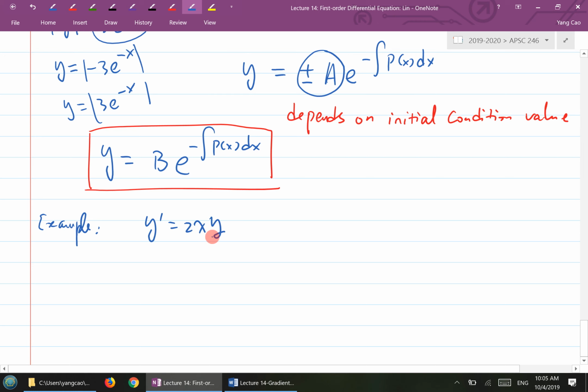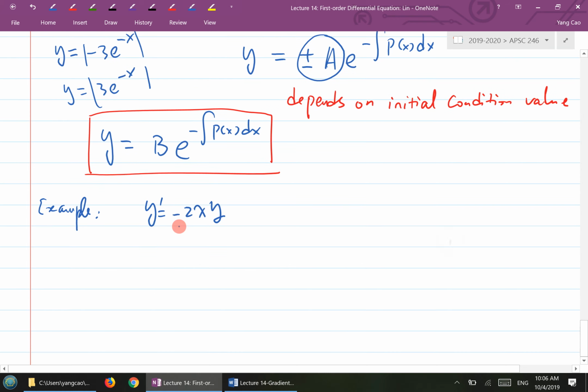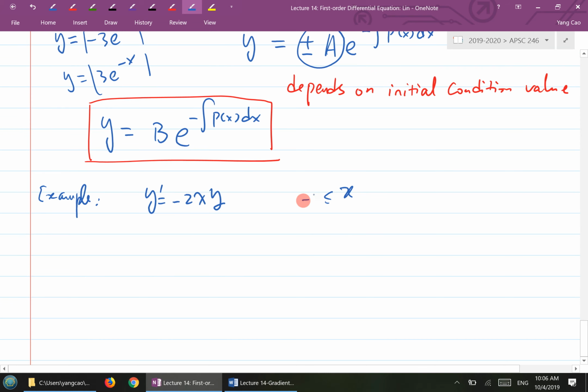So let's say I have a first order differential equation, y prime equal to negative 2xy. And x can be negative infinity to positive infinity. So now let's try to solve this equation in here. Okay, let's try to solve. To solve this equation, we use the separating variable technique.